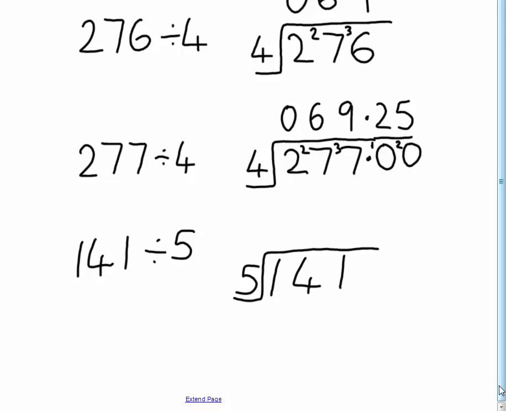With 5 into the 1, doesn't go, we carry the 1 across, we've now got 5 into 14, which goes twice, 4 left over. 5 into 41 goes 8 times, and we've still got a remainder, so just like the last example, carry across, make it a decimal, so you've got the 1 left over, 5 into 10 goes twice exactly, so we can stop there. So 141 divided by 5 is 28.2.